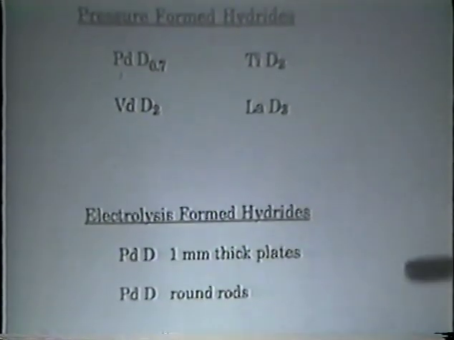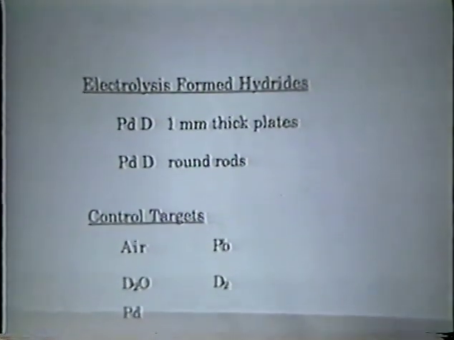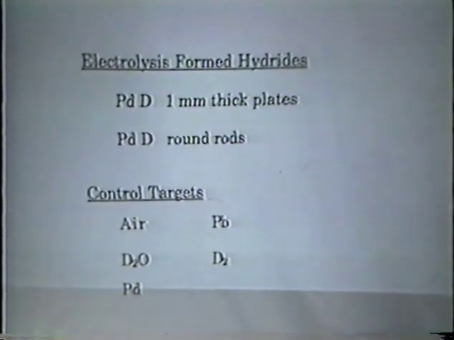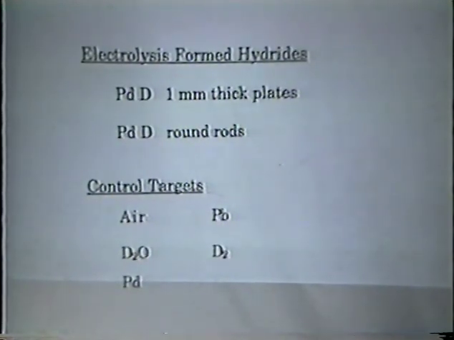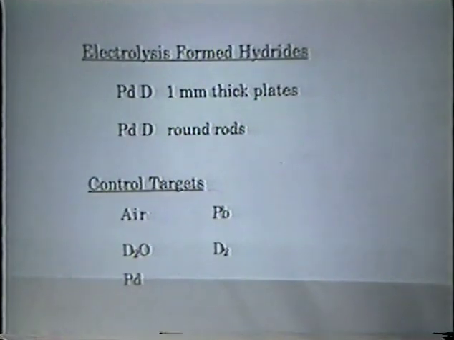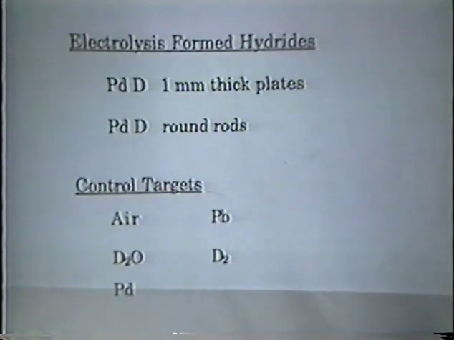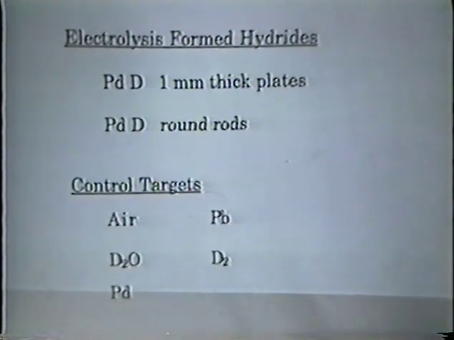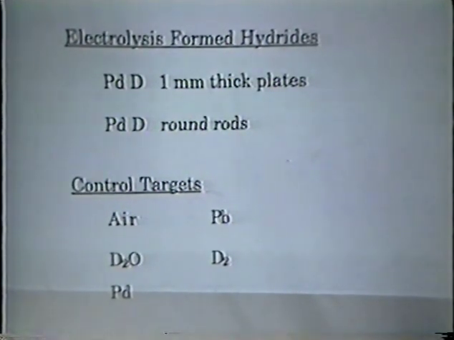The electrolysis-formed hydrides we've done with 1 millimeter thick slides, plates, and palladium round rods, 6 millimeters in diameter. We've also used palladium targets that have been just swaged, and other ones that have been annealed at very high temperature, where we have crystals of the order of 1 or 2 millimeters in size, almost like cast. And we've of course done control targets with air, with heavy water, with palladium, with lead, and with deuterium gas in lecture bottle sizes.